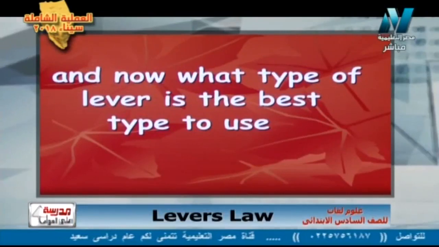The condition, there is only one condition: the effort force arm must be longer than, or larger than, or more than the resistance arm. The effort force arm must be bigger than the resistance arm. So now let's study them in detail. What is the best type of lever?